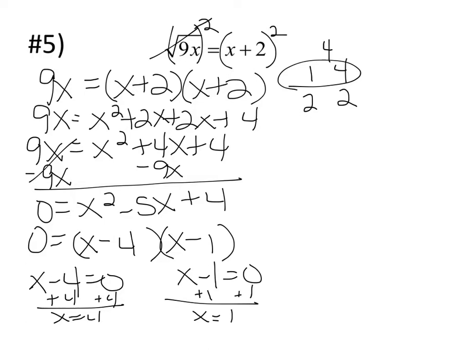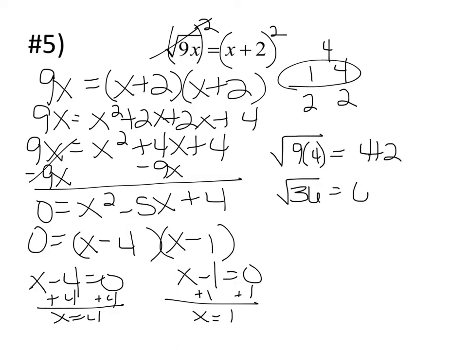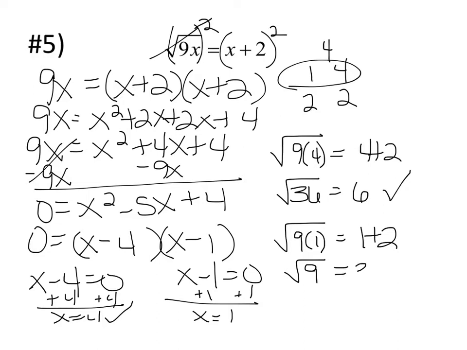So go ahead and check your work. You've got the square root of 9 times 4 is equal to 4 plus 2. 9 times 4 is 36. The square root of 36 is equal to 6. That's true. So 4 is a good answer. Now let's try 1. Square root of 9 times 1 equals 1 plus 2. 9 times 1 is 9, so the square root of 9 equals 3. That's also true. So both 1 and 4 are good answers.